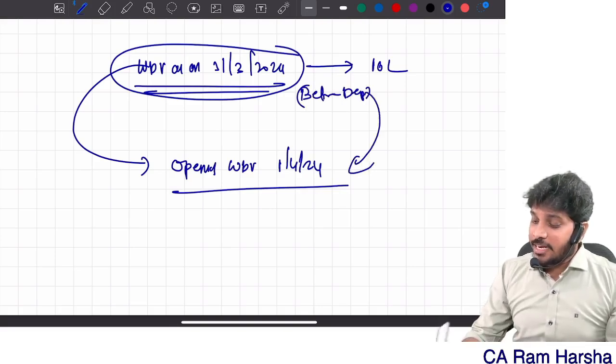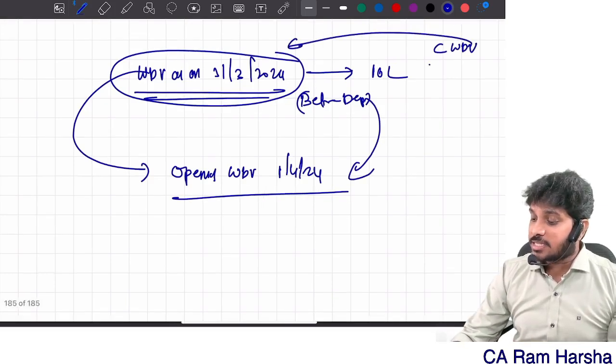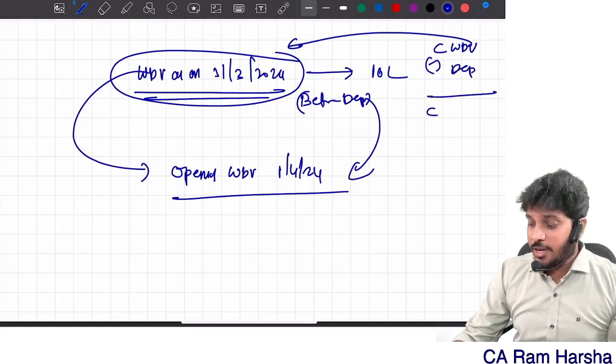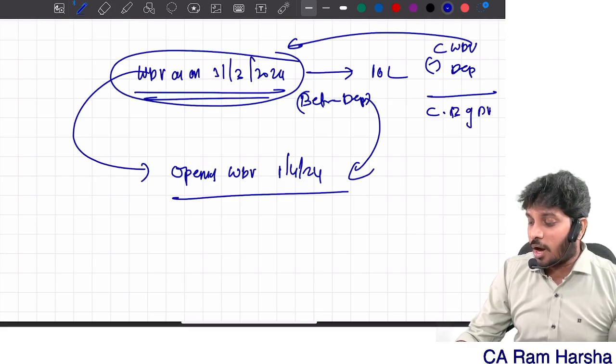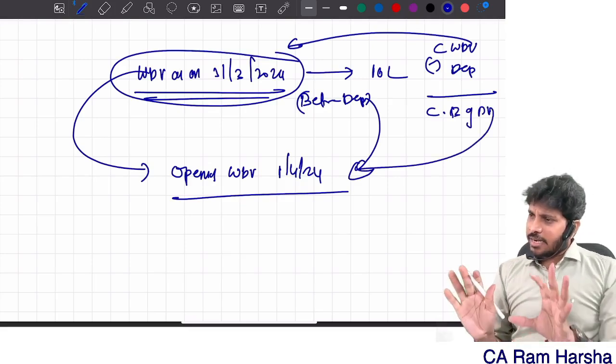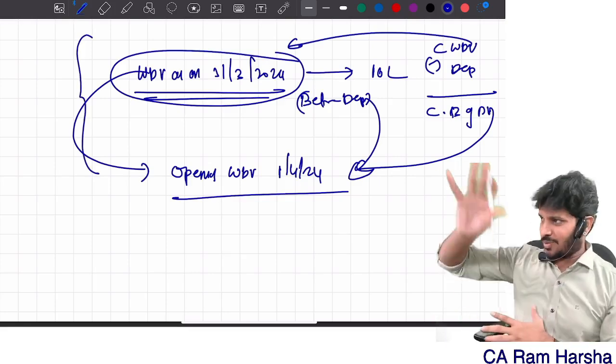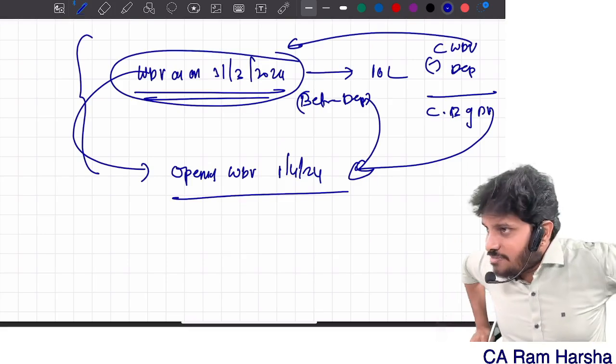Sir, I want to calculate the opening value. Then how to calculate? Take the closing WDV from last year and reduce the depreciation applicable for last year. Then you will get the closing balance of the block, and that will be the opening balance of the block. Fine. Let's hold this WDV point for a while. We will come back to it.